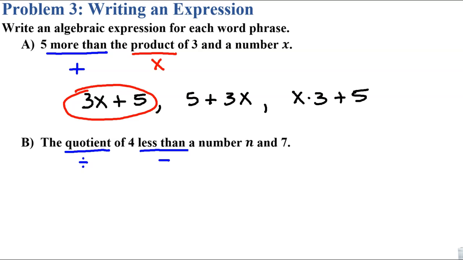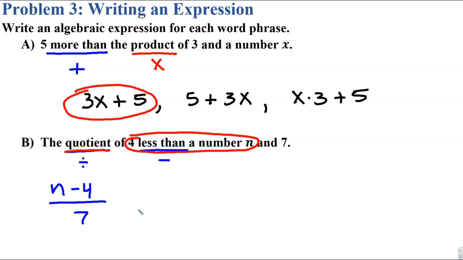Now the trick with this one, how it's going to work out a little differently, is we have the quotient of 4 less than a number n and 7. So it's the quotient of all of this stuff here and 7, meaning the way we can write this is 4 less than the number n, so in other words, n minus 4, and we're going to divide that by 7, so what I can do here is write all over 7.